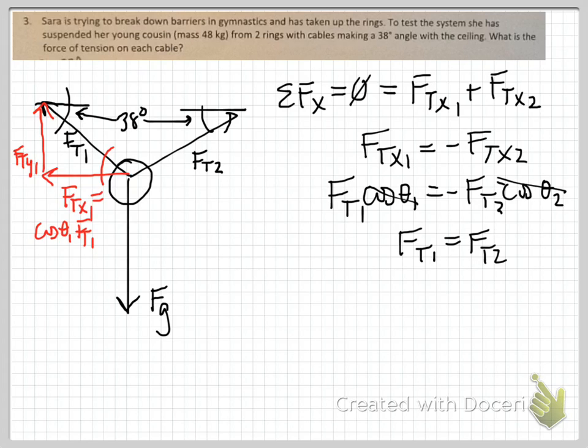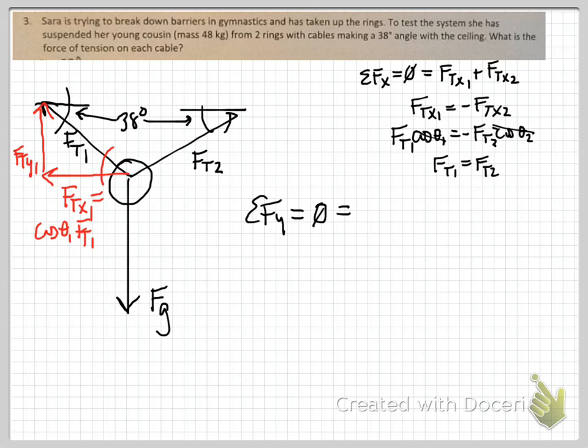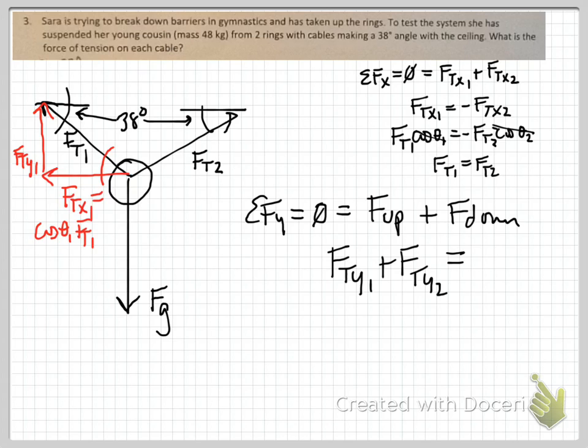Now we're ready to deal with the y-axis, which is where we're going to get our real information. So if we're going to look at the sum of forces on the y, it's equal to 0, and we know that that's conceptually equal to the forces up plus the forces down. Now, let's start listing forces up. Well, we have force of tension on the y1 and force of tension on the y2. That's all we've got. And for the force down, all we have is the force of gravity. We forgot to note that that's equal to mass times gravity.